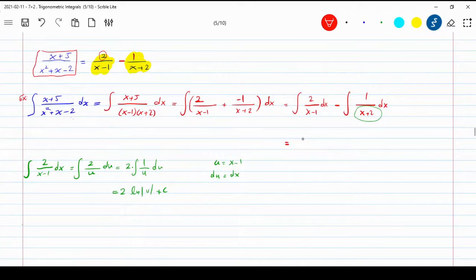So the first integral we figured out is 2 ln absolute value of x minus 1. And for the other one, instead of u, I replaced back x minus 1, and you will get minus 1 over u du, which is simply ln of absolute value of x plus 2 plus some constant. Again, as a practice, try to figure out what this integral is. Do a substitution. It should be very simple and similar to what I did.